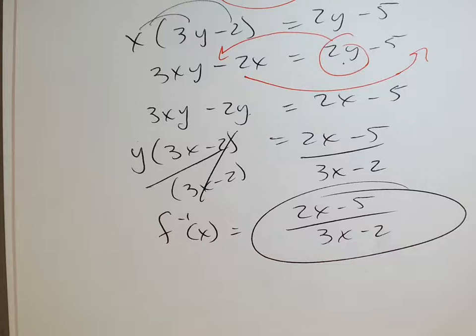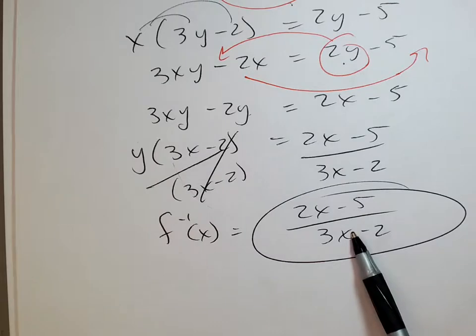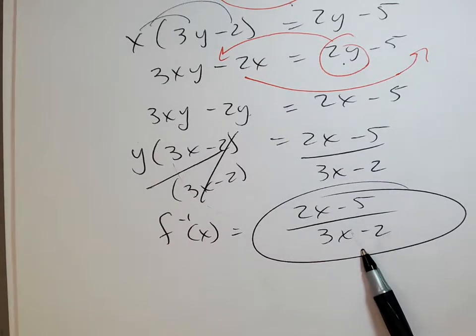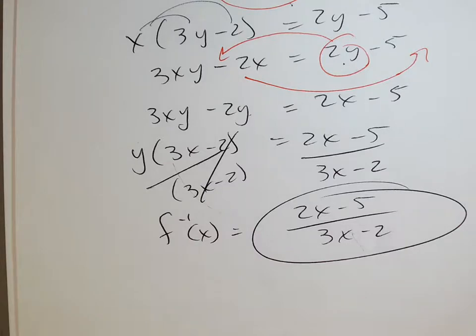Okay? That's the same exact 2x minus 5 over 3x minus 2. Wow, that's weird. It's its own inverse. That'll happen every now and then. I bet if we graphed it, we'd see that.